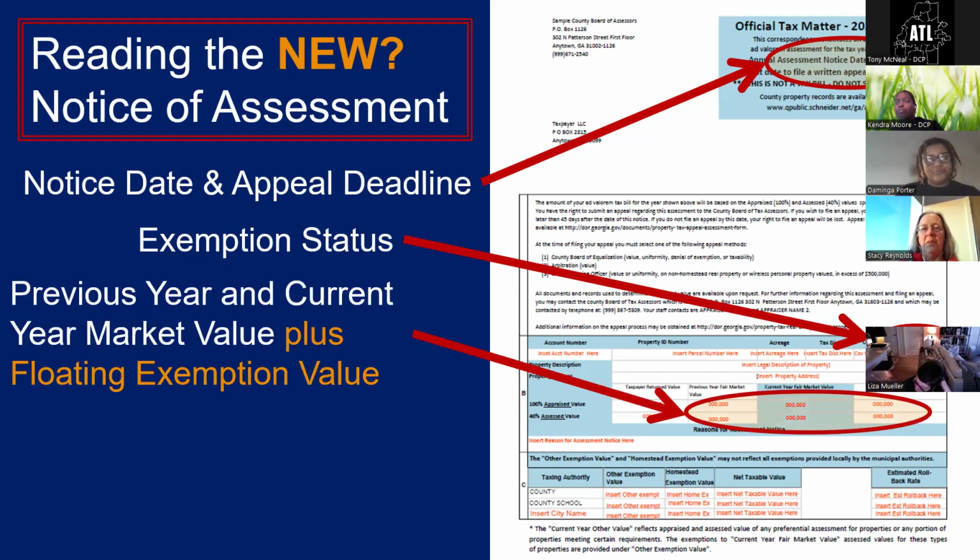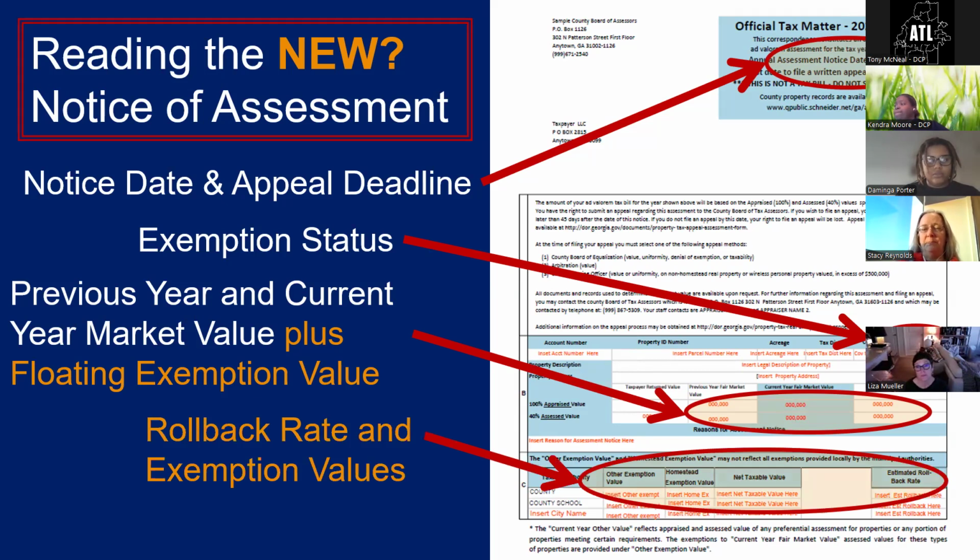It's going to give you the previous year and the current year values. And they'll show both the fair market value as well as the assessed value. In the new version, they're also going to give you the floating exemption value. Because not all of the jurisdictions are going to have that floating exemption value, I believe they will have different categories for each of the different jurisdictions. What I'm not sure about is if it'll appear here or down below.